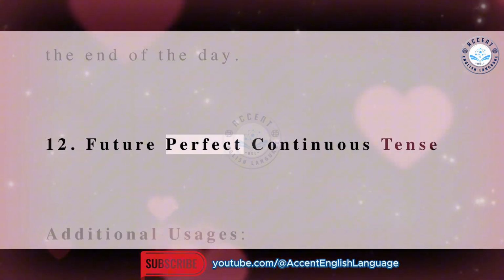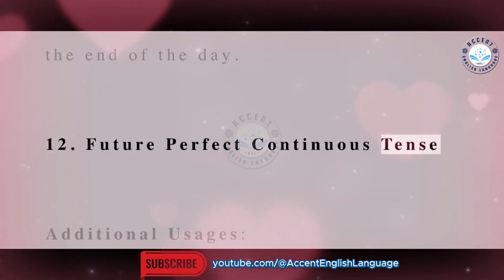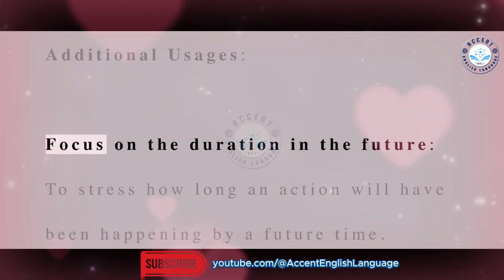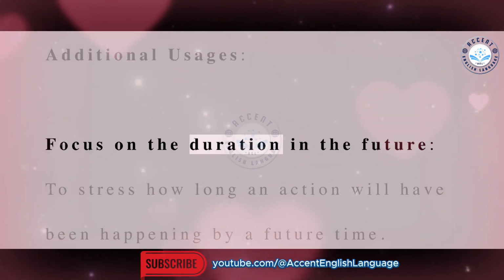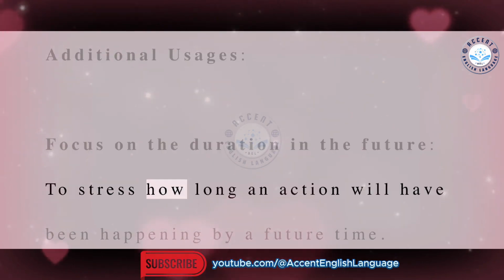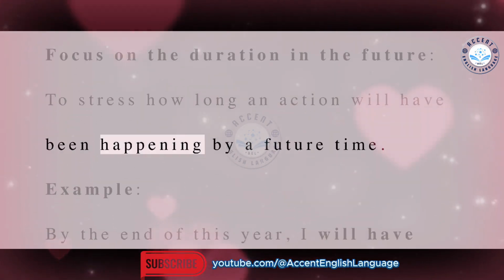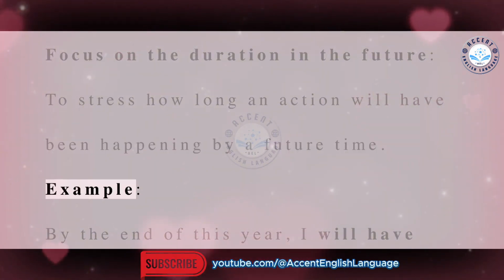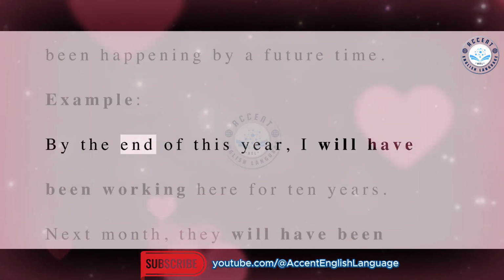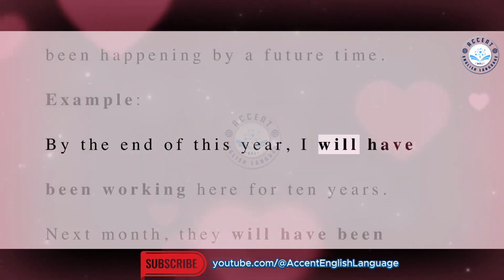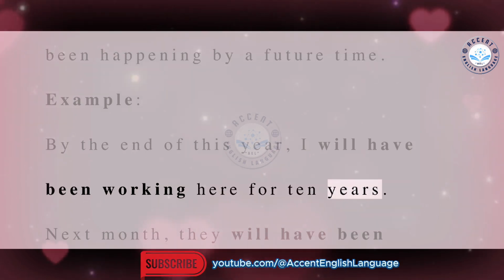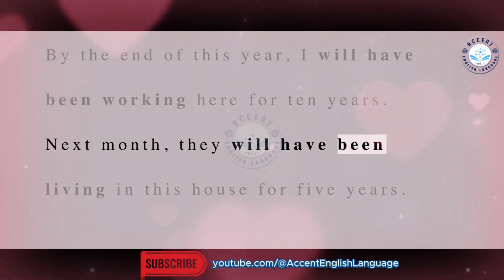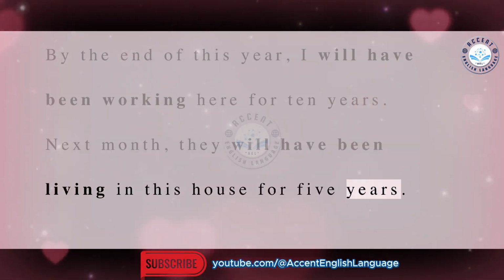12. Future perfect continuous tense. Additional usages. Focus on the duration in the future to stress how long an action will have been happening by a future time. Example: By the end of this year, I will have been working here for 10 years. Next month, they will have been living in this house for 5 years.